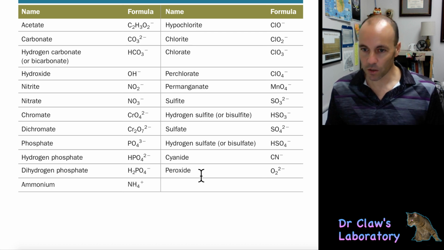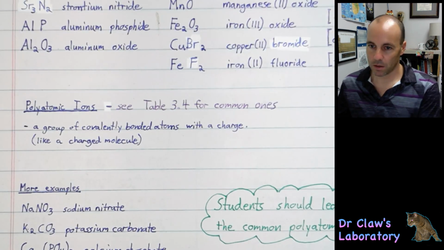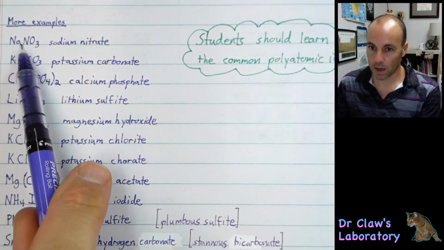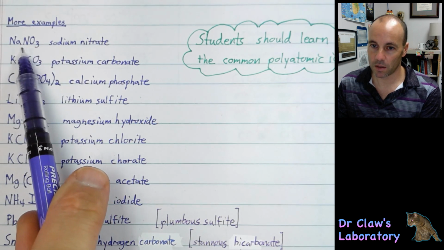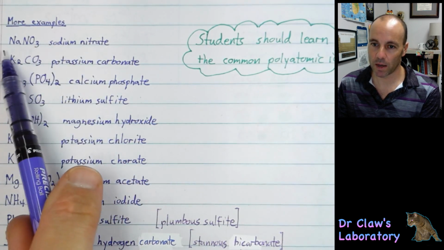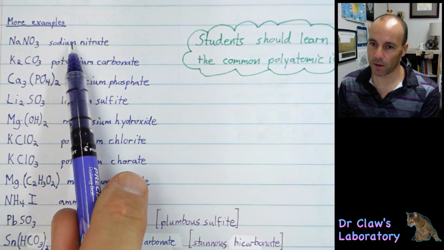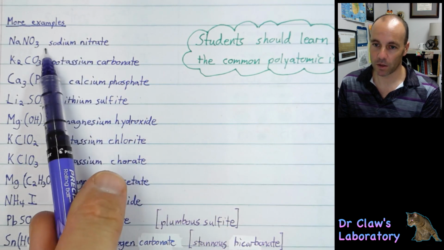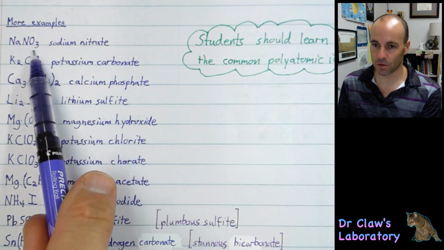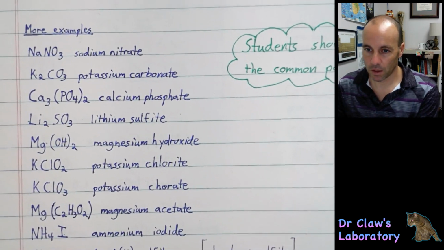Okay. So here are some examples. NaNO3: this is the sodium, and this is the nitrate. Sodium is a +1 ion, and nitrate is a -1 ion. Sodium is a predictable metal, so we don't need a Roman numeral. It's just the element name, sodium. And then NO3 minus, this is nitrate. So sodium nitrate. Right here, let's look a little closer.